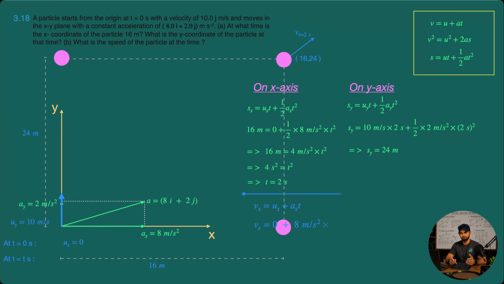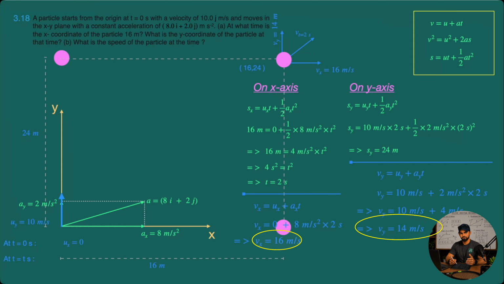Substituting the values, Vx equals 0 plus 8 times 2, which is 16 meter per second. Similarly, along the y-axis, Vy equals 10 plus 2 times 2. So Vy equals 14 meter per second. Now we have both velocity components.